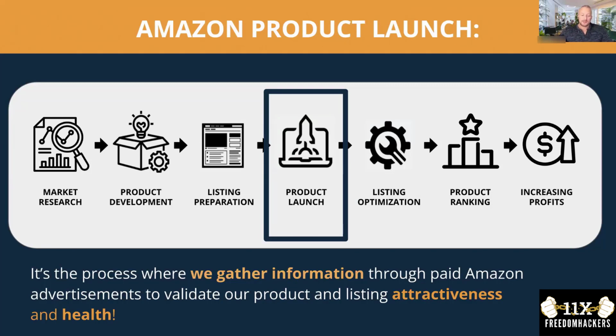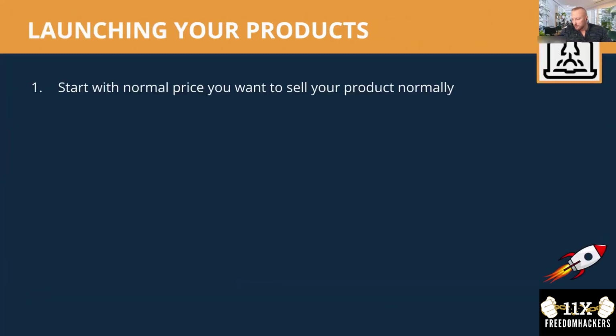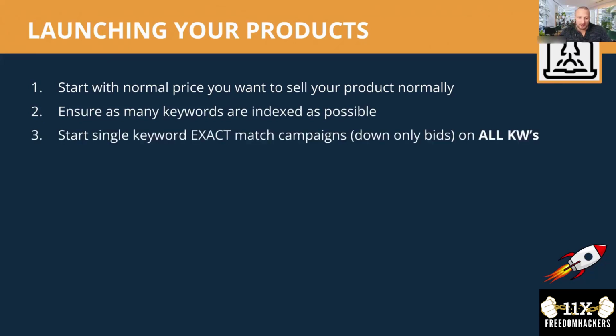So let's see. Launch is where we gather information to find out whether the product is attractive and healthy. Everything on Amazon spins around traffic and conversion. When launching your product, you start with a normal price. Normal price means it has your profit margin and everything. Later, when you make one sale, you can lower the price if you want, but you want to test your normal price. Ensure as many keywords as possible are indexed. You need to make sure that all the keywords are indexed.